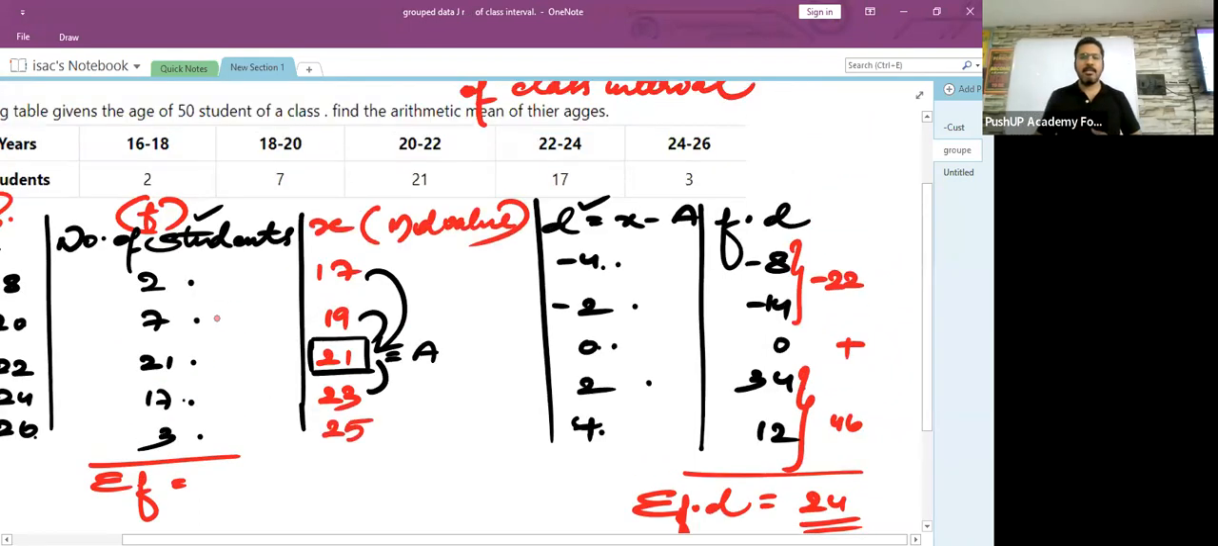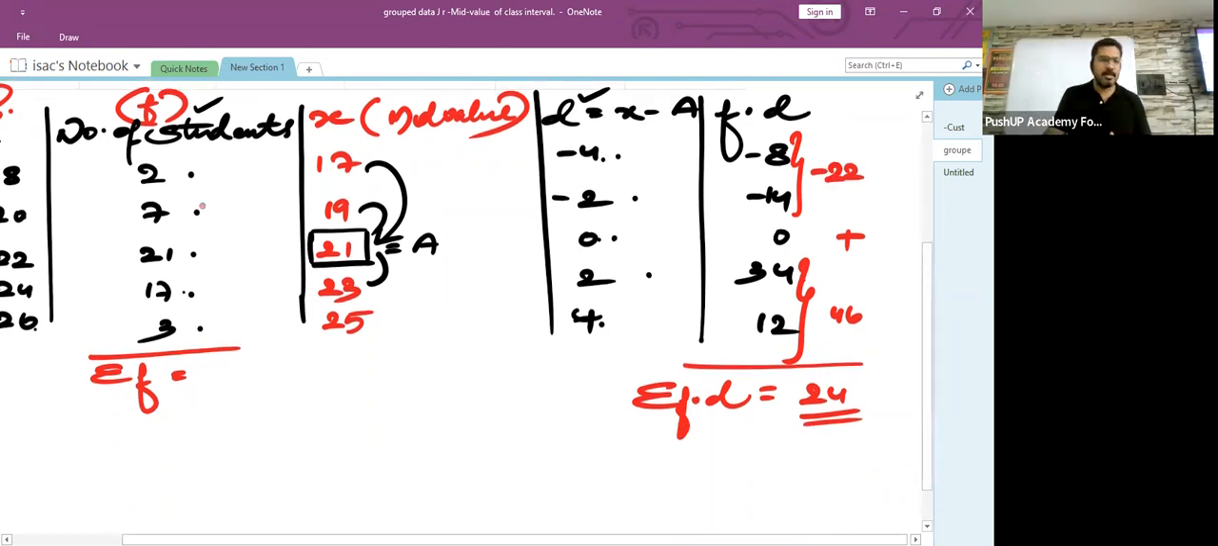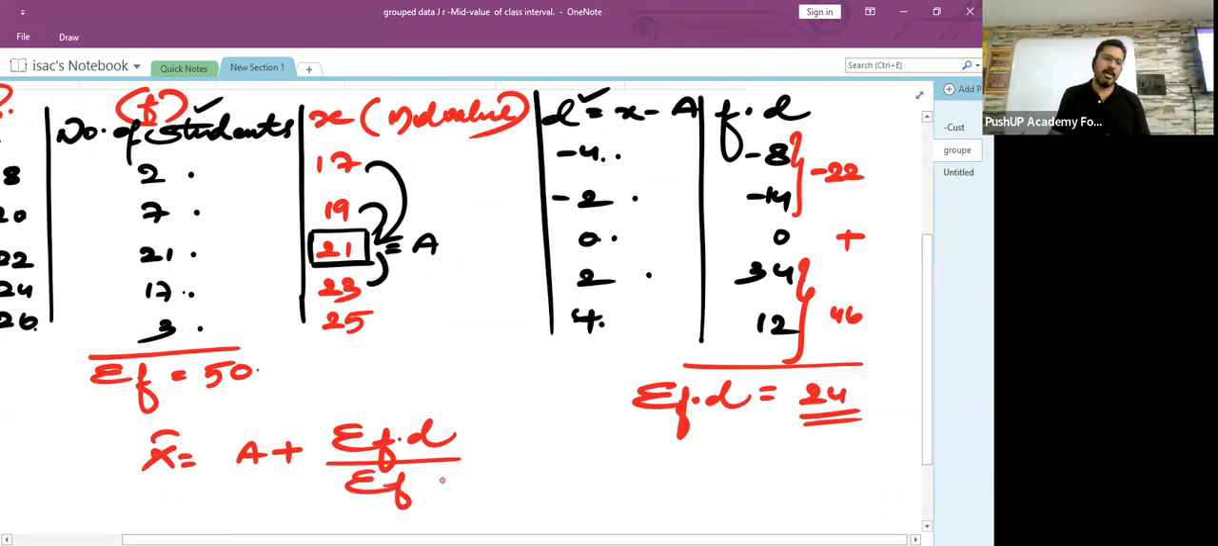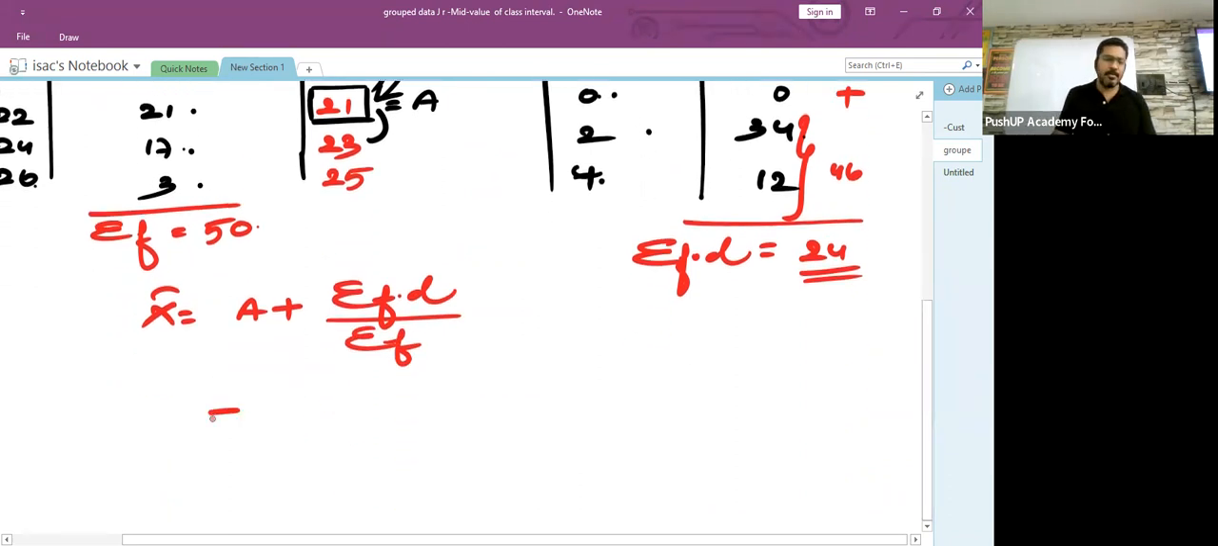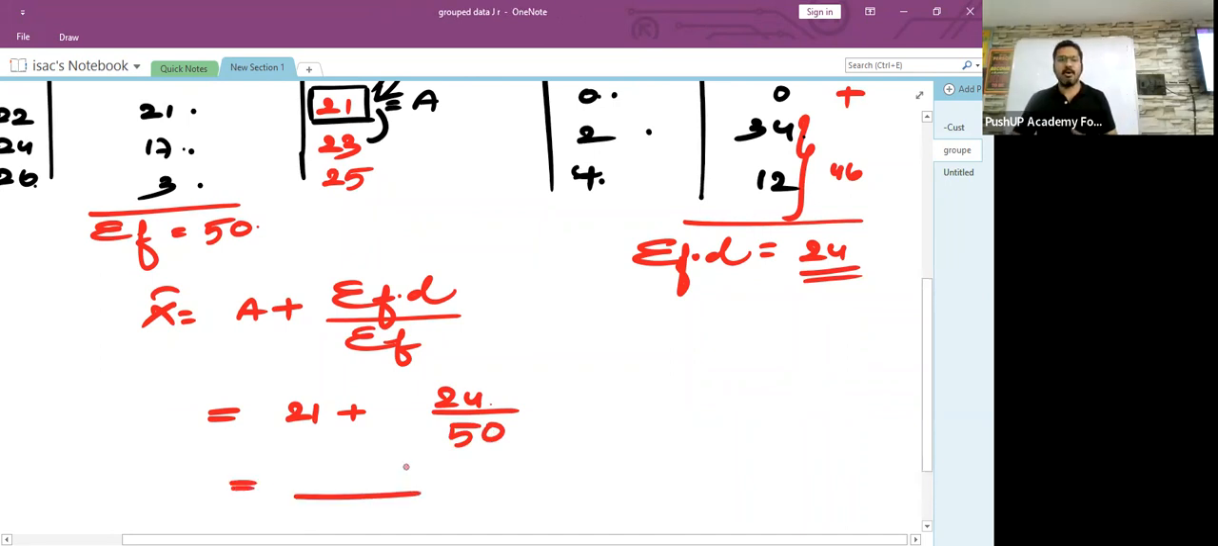Now we need to get the value of sigma f also. What is the formula? Assumed mean plus sigma f into d divided by sigma f, right? Sigma f is how much? 9, 30, 47 and 50. So x bar is equal to assumed mean plus sigma f into d divided by sigma f. Things will get very easy for you now. Assumed mean is 21. Sigma f into d is 24. Sigma f is 50. Please do this calculation and give me the answer correct to how many decimal places?